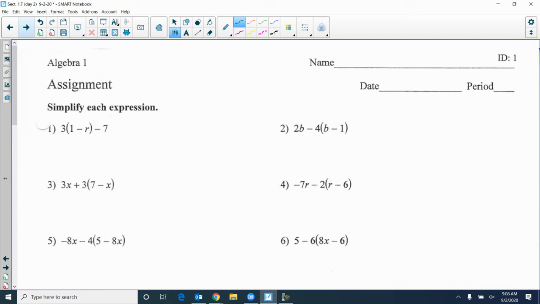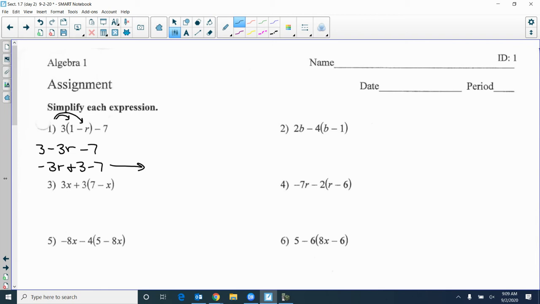So 3 times 1 minus r minus 7. Distribute, you get 3 times 1 is 3. 3 times negative r is minus 3r. And when you distribute, no longer write those parentheses. And then you still got a minus 7. Now you need to have the r written first. So I'm going to reorganize. That negative goes with that 3r, so I get negative 3r plus 3 minus 7, and then I'm just going to go over here to put my final answer.